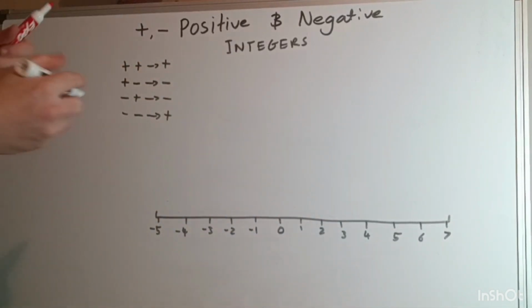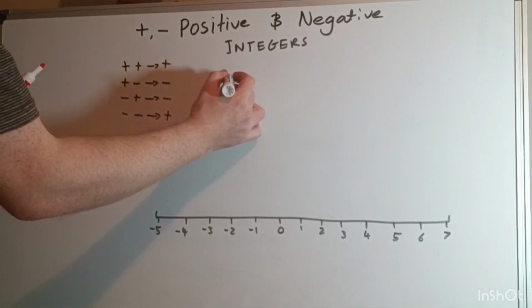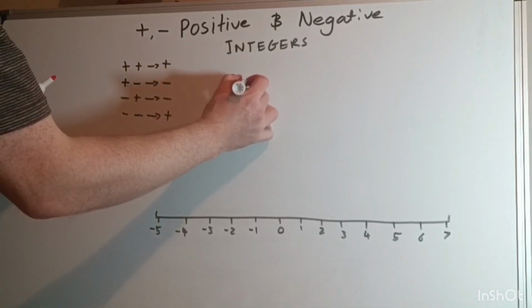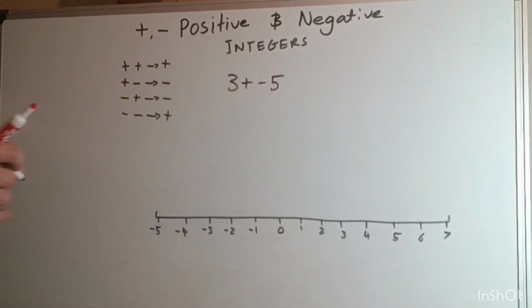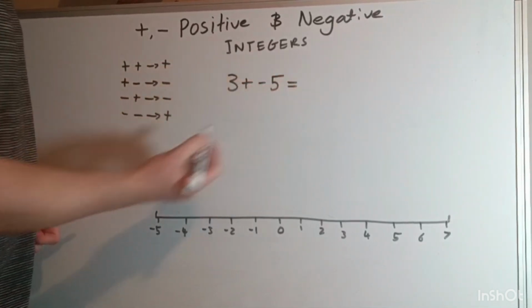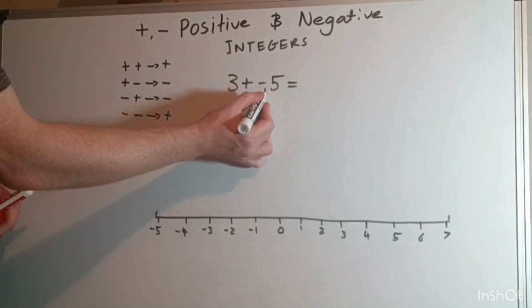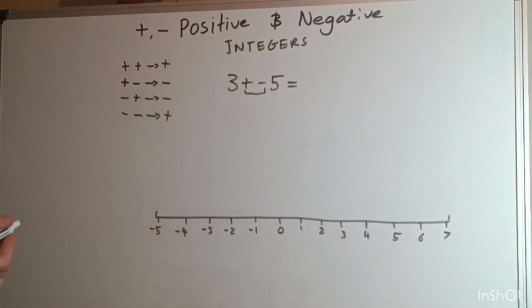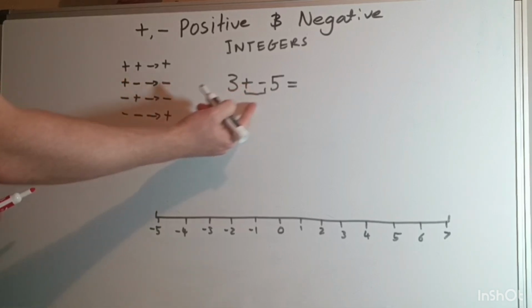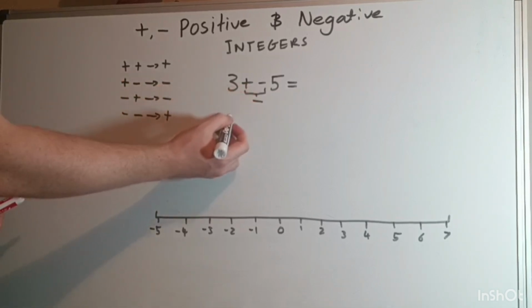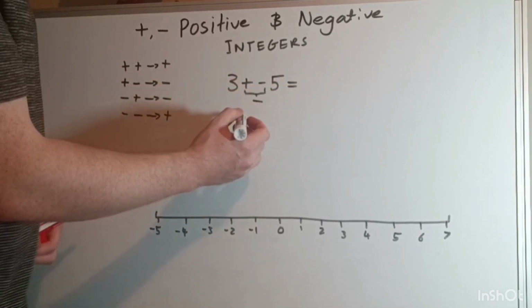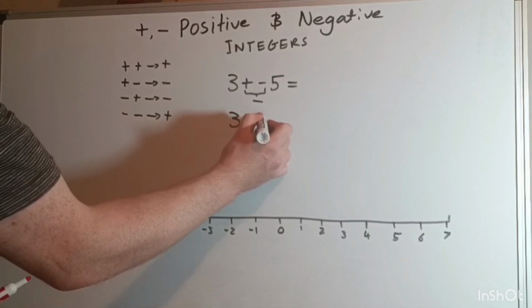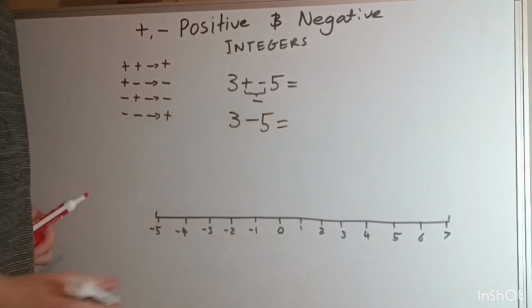The next example we're going to do is 3 plus -5. So here we have a positive sign and a negative sign together. So that means that's this rule. It means that these two signs together actually just become a negative sign. So what we have is 3 plus -5 is the same as 3 minus 5.